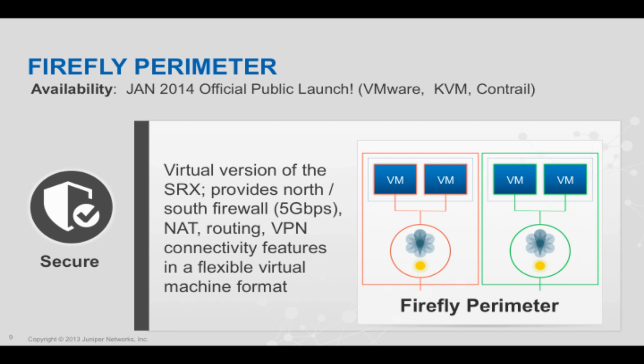Because it's in a VM, it's bound at about 5 gig. That's very different from Firefly Host that operates in the kernel, but you get the flexibility of the VM format. You don't have to make any kernel changes, no dependency on any API integrations. So for use cases where you need north-south filtering at about 5 gig of performance, and you also need connectivity, things like NAT, routing, VPN, all those pieces are inherent in Junos and all are available in the Firefly Perimeter product. So you can think of this as the north-south and connectivity feature set in VM format.